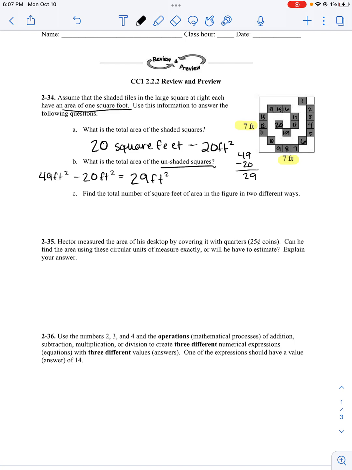Now for part C, find the total number of square feet of area in the figure in 2 different ways. First way is what we did earlier. So we have 7 feet times 7 feet. Length times width is 49 feet squared. The second way I can do this is I can think of it as, well, it's the shaded squares plus the unshaded squares. So 20 feet squared plus 29 feet squared equals 49 feet squared.